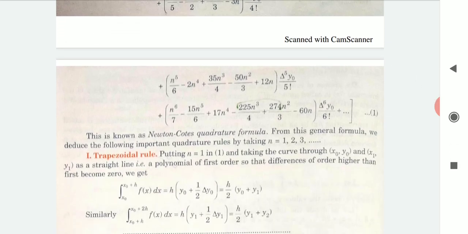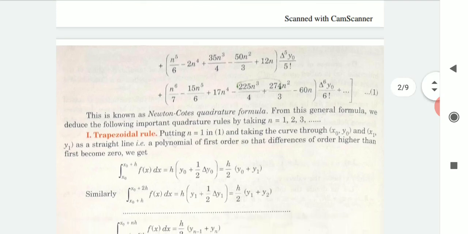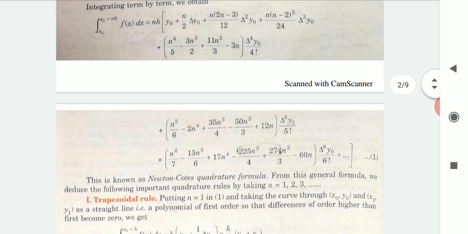This equation number 1 is known as Newton-Cotes quadrature formula. An important statement here is, from this general formula, we deduce the following important quadrature rules by taking n is equal to 1, 2, 3 and so on. For different integral values of n, we get different formulas having different significances and different advantages.